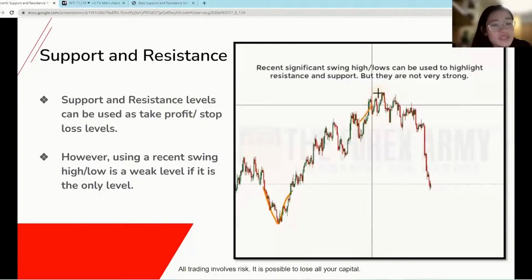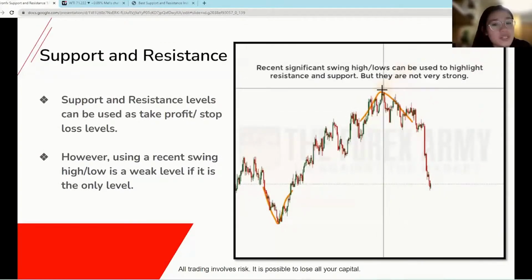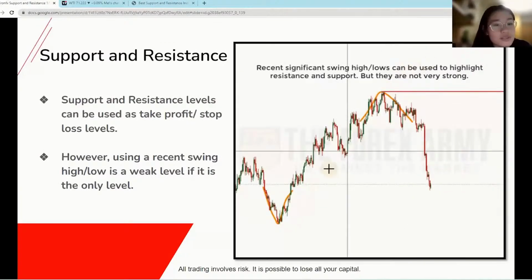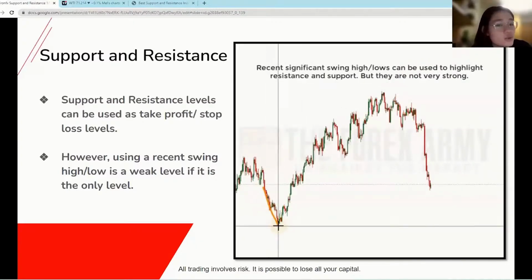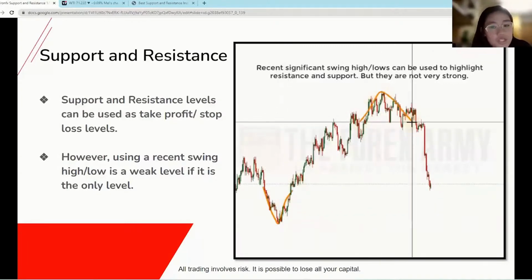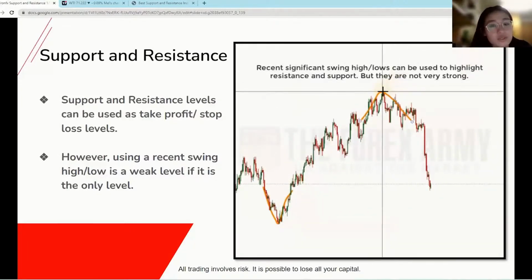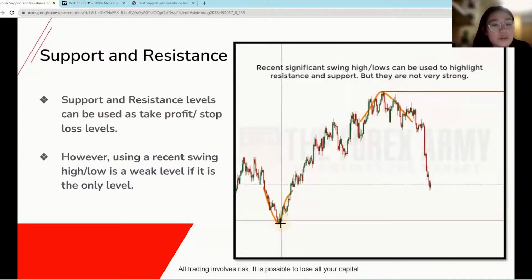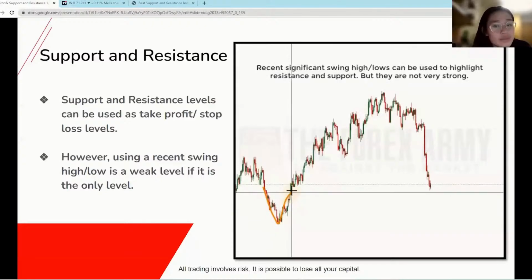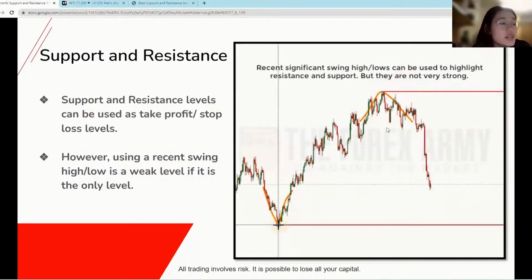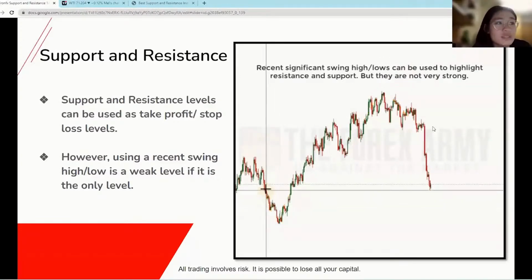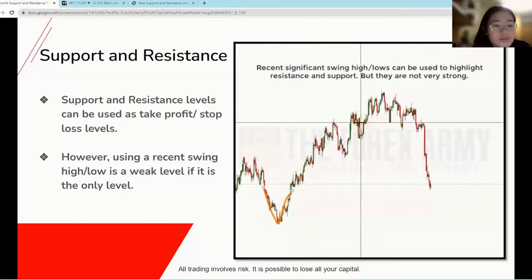So you can use support and resistance levels as take profit, target, or stop loss levels, but you should not use it as an entry if there is no other supporting argument, such as Fibonacci or other graphical levels to support your analysis. So using a recent swing high or low is a weak level if it is the only level. So something like this that you can see in the GIF, if there's only one swing high, it's typically considered to be a weak level.